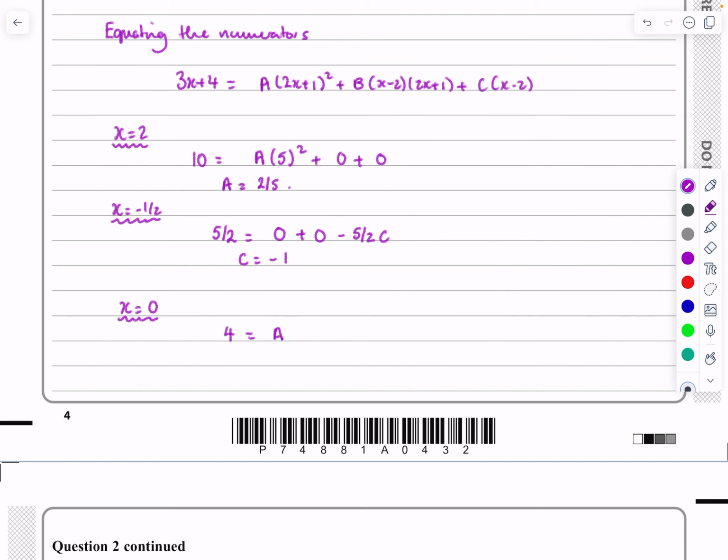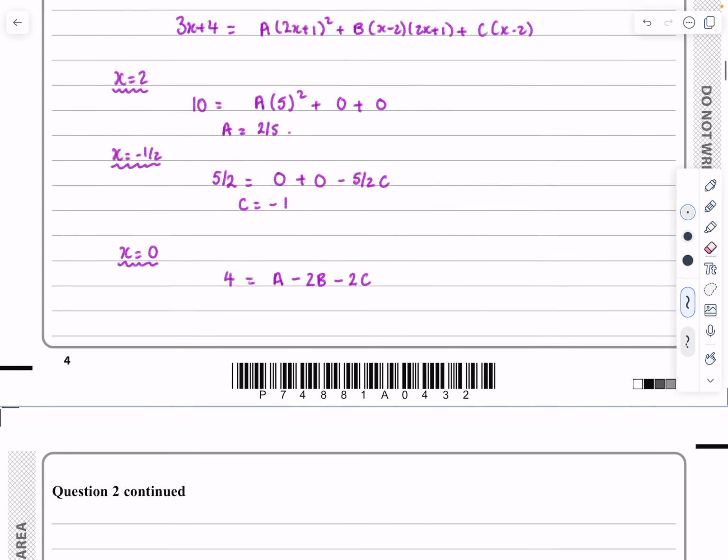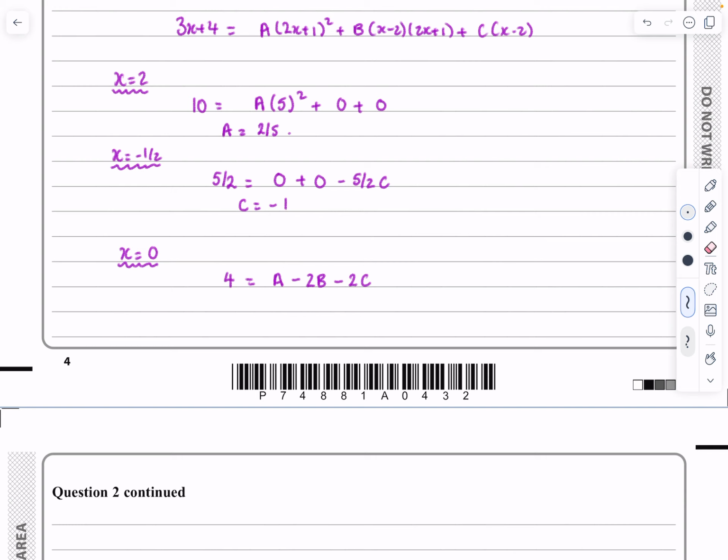If x is 0, I'm going to have here, let's just see what I'm doing up here. If x is 0, I've just got minus 2 times 1 there. Well, minus 2 times 1 is minus 2, b. And the same thing, if I've got x equals 0, that's just minus 2, c there. So it just means that this is a little bit easier to be able to work out what we've got going on there.